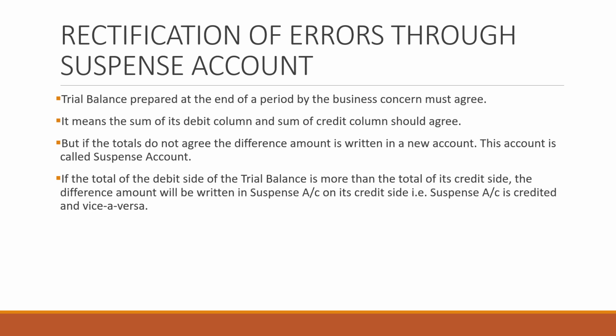Trial balance is prepared at the end of the period by the business concerned. As we know, they must agree. Hence, the sum of its debit column and the sum of its credit column should agree. But if it happens that there is a difference, a new account takes care of it. This account is called the suspense account.